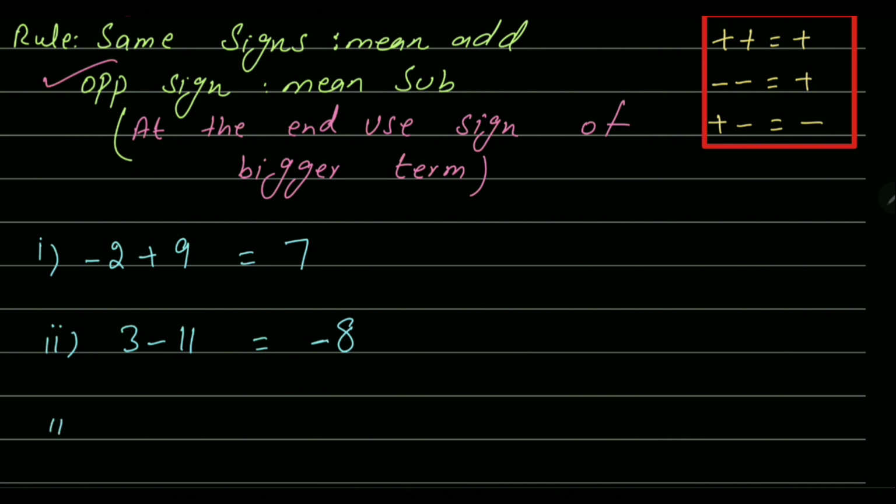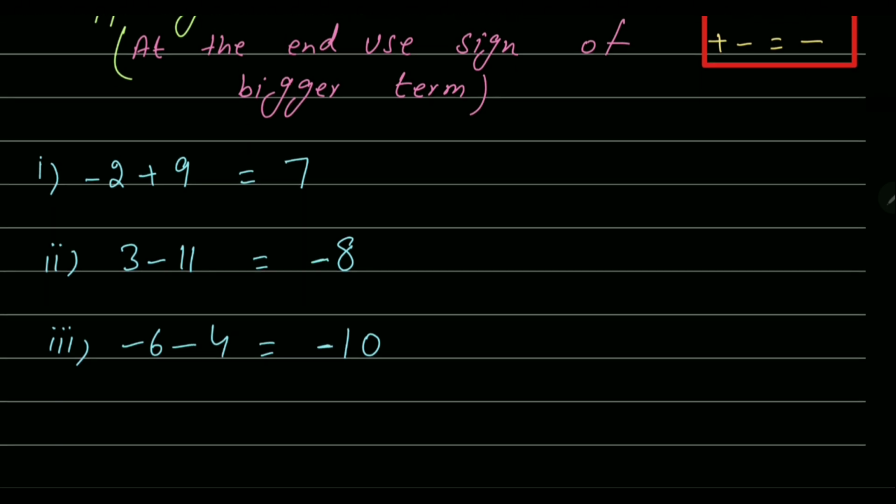Let's do 2 more examples. -6 minus 4. Same signs. What is the rule for same signs? You have to add. So 6 plus 4 is 10. The sign will be of the bigger value. The bigger value is 6, and the sign of 6 is negative. So you will put here negative 10.